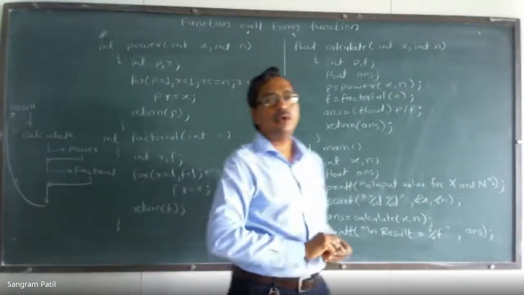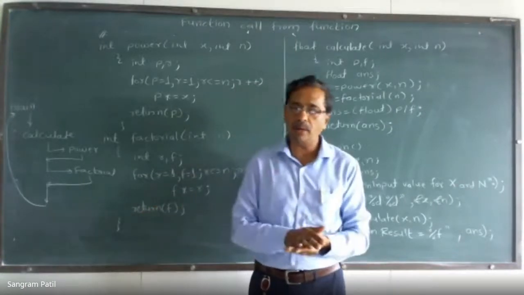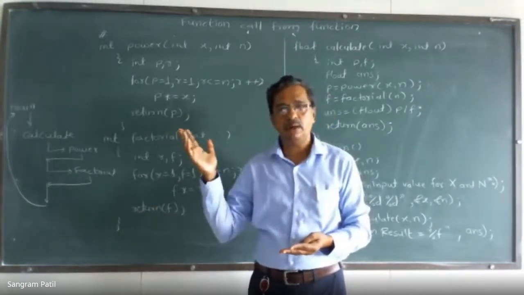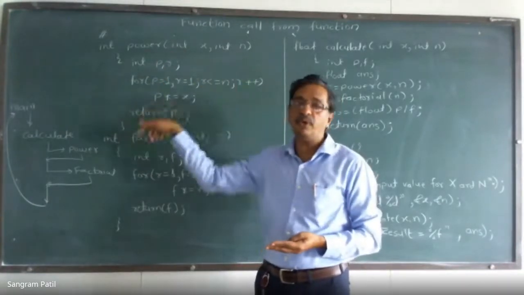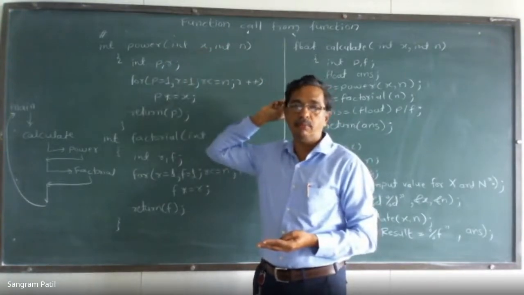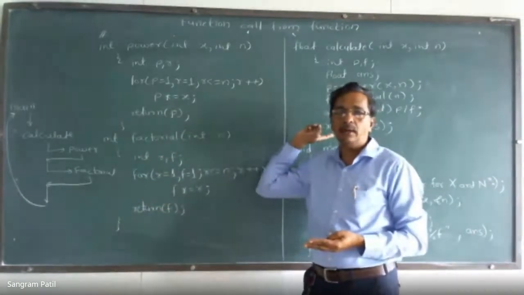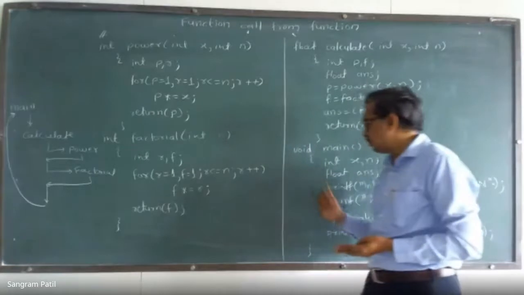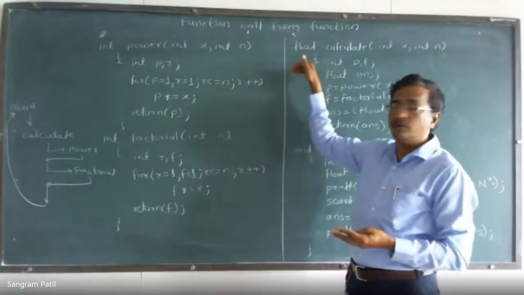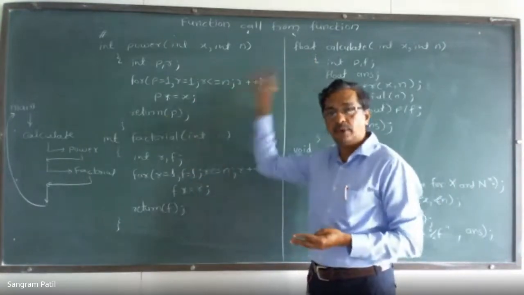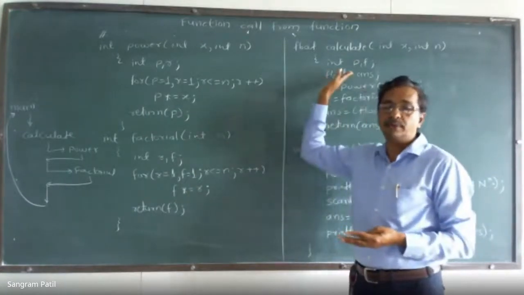So here, your compiler will start execution from the main program. Then from the main program, it goes to function calculate. From function calculate, it goes to power. From power, it comes back to calculate, because a function always returns to the calling program. Then it goes to execute factorial. It completes the factorial, then comes back to calculate. It completes calculate, and then it comes back to the calling program. This power and factorial are called from calculate. So when the return statement is executed, they will go to calculate. They won't go to the main program directly. They will go to the calculate function.